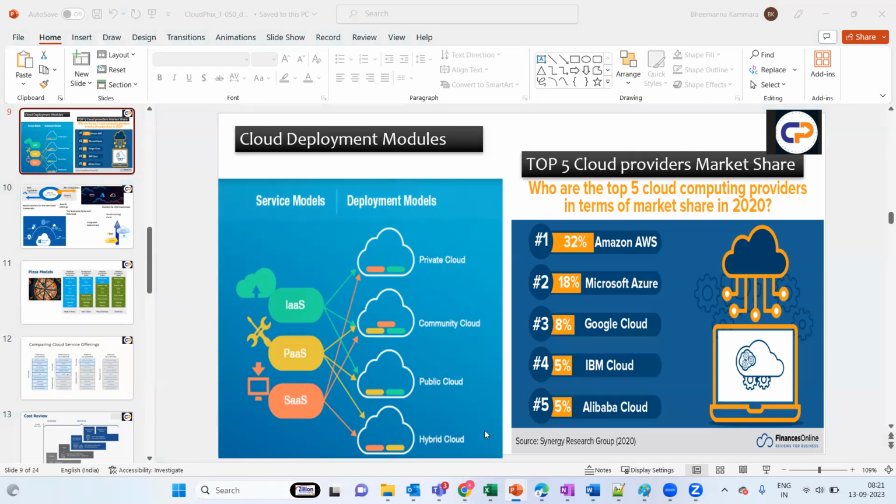Okay, so as I said, just keep in your mind, you just have to remember the terminologies for the next 3 or 4 classes, so that it is very easy to understand further classes. So what I want to tell: private cloud, community cloud, public cloud, and hybrid cloud.